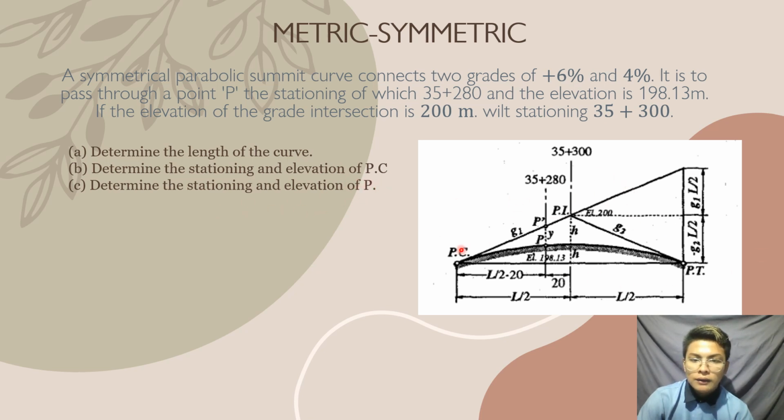Here's our given figure. Here's the elevation of the grade intersection, 200 meters, at stationing 35 plus 300. Here's our L1, the PC, and here's our G1.